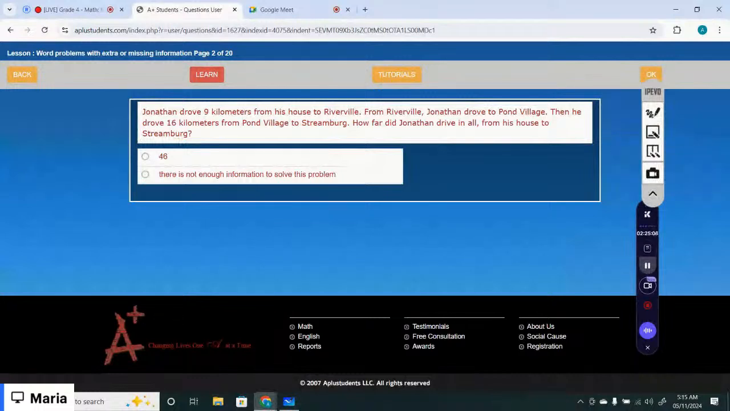Jonathan drove 9 kilometers from his house to Riverville. From Riverville, Jonathan drove to Pond Village. Then he drove 16 kilometers from Pond Village to Streamburg. How far did Jonathan drive in all from his house to Streamburg? So which is the correct option?